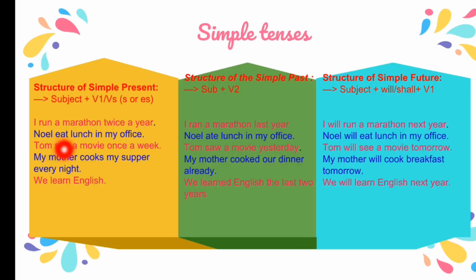Noel eats lunch in my office. Okay, it is eats. Noel eats lunch in my office. Noel ate lunch in my office. That is the converted form of simple past. Noel ate lunch in my office. Noel is the subject. The V2 form of eat is ate. Then the other things in the sentence.